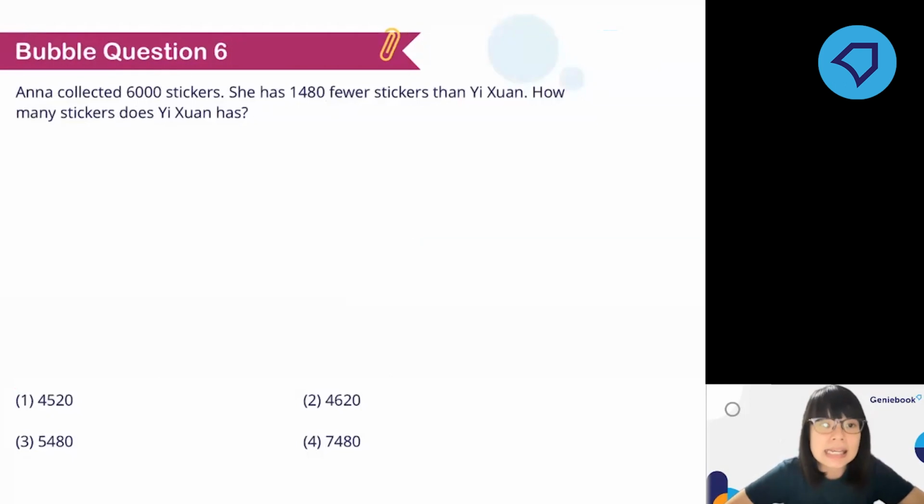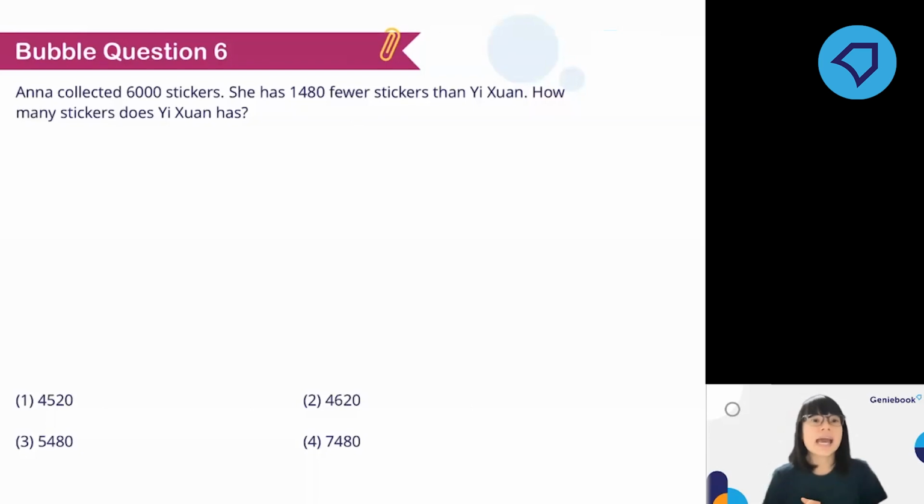Anna collected 6,000 stickers. She has 1,480 fewer stickers than Yixuan. How many stickers does Yixuan have? Okay, 1 minute. Your time starts now. I see a lot of you getting the correct answer already. So well done, guys. Excellent job.